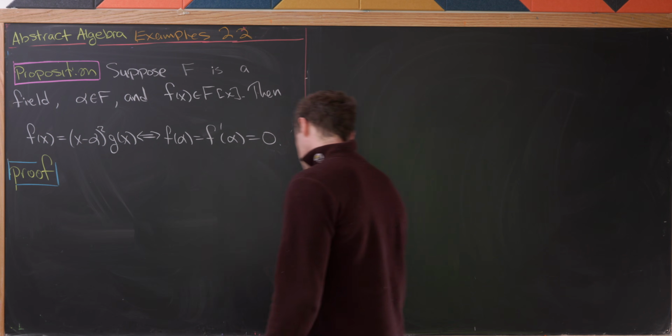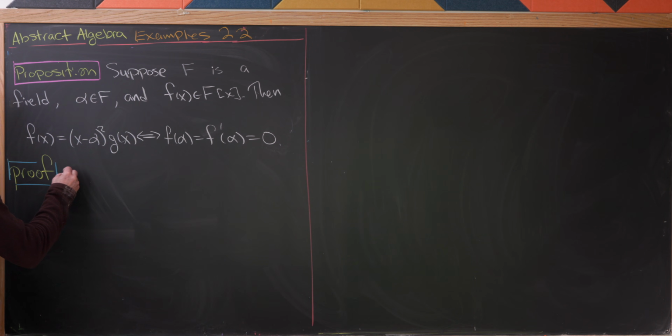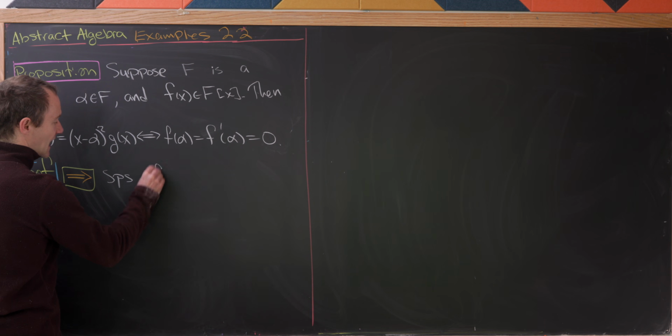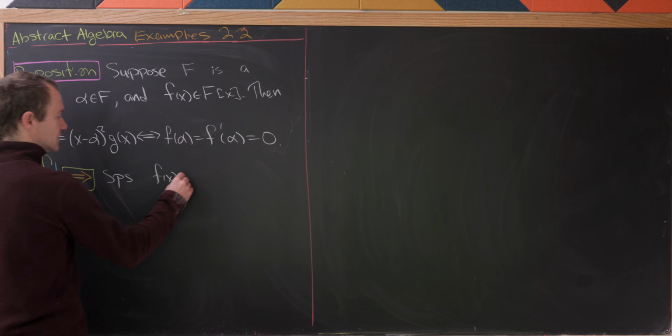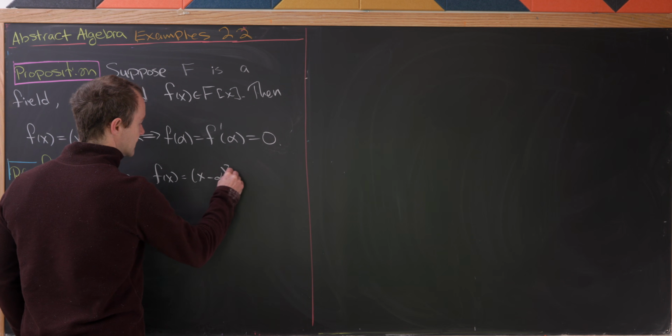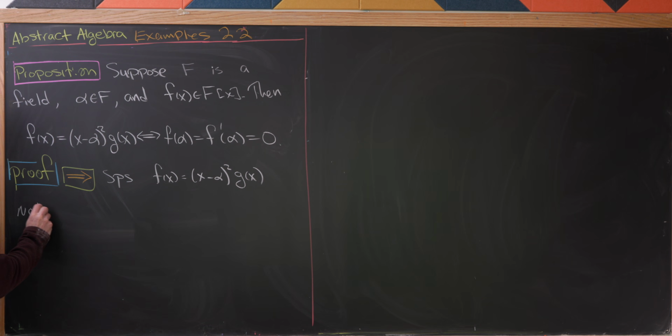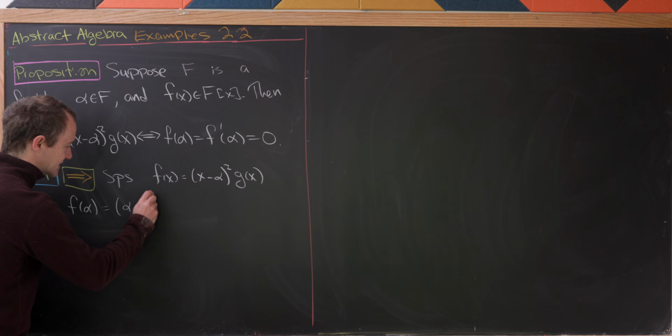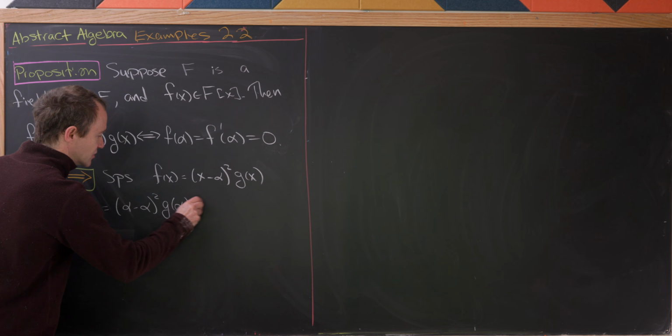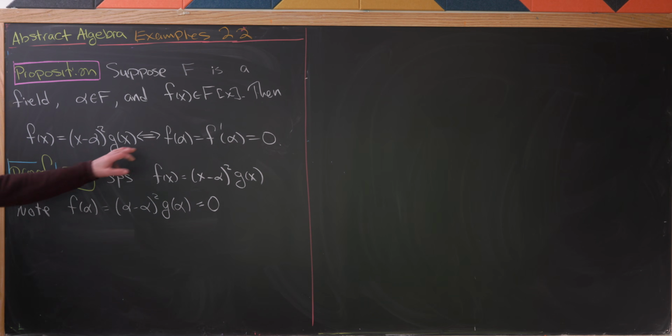So this is an if and only if statement, which means that there are two things to prove. Let's go with the forward direction first. So that means we'll suppose that we have f(x) equals (x minus alpha) squared times g(x). And now let's notice that immediately we see that f(alpha) is equal to (alpha minus alpha) squared times g(alpha), which is equal to 0. So that gives us one part of this equality up here.